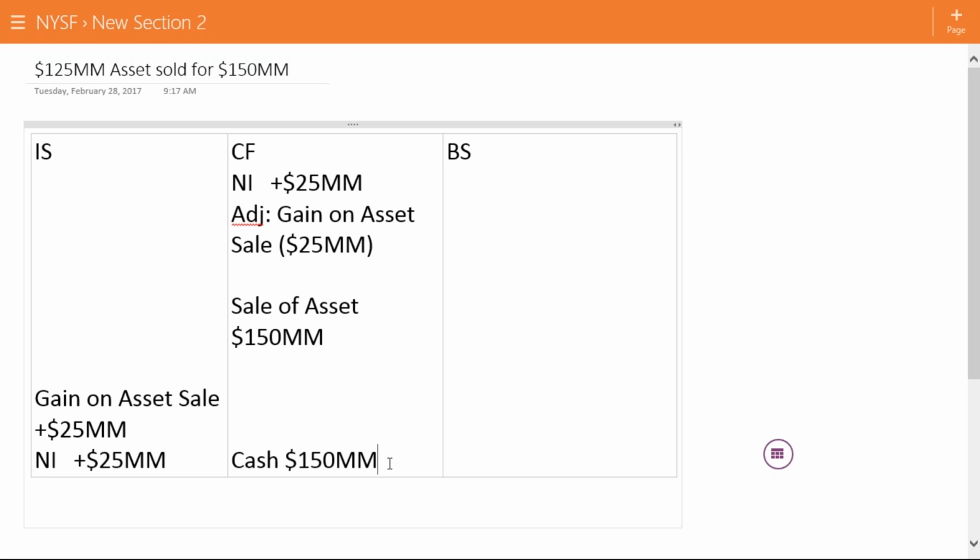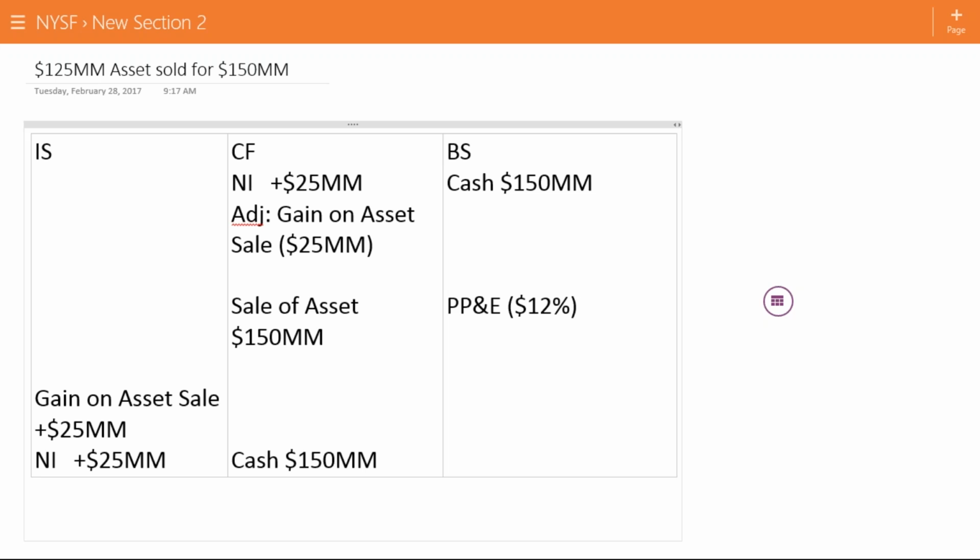We get 150 cash, that's true. Now all this must drive the balance sheet. So cash impacts cash. What else? Asset sales, PP&E. The asset was worth 125, so we have to remove that from the books. What really happens in the model is you want both of these new line items to drive PP&E. Sale of asset goes into PP&E, gain on asset sale goes into PP&E. So it's a net 125 that goes into PP&E. So PP&E is minus 125. And finally, retained earnings is up by 25 million. Not bad, that was good.